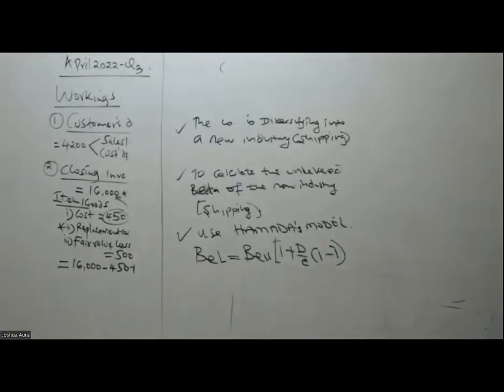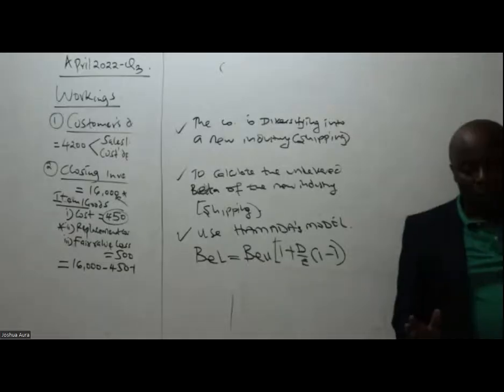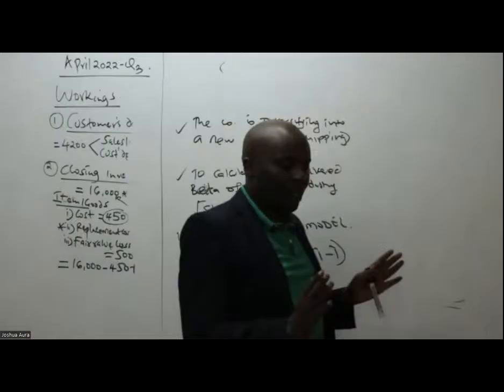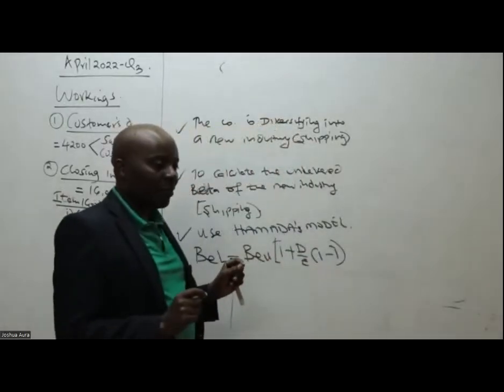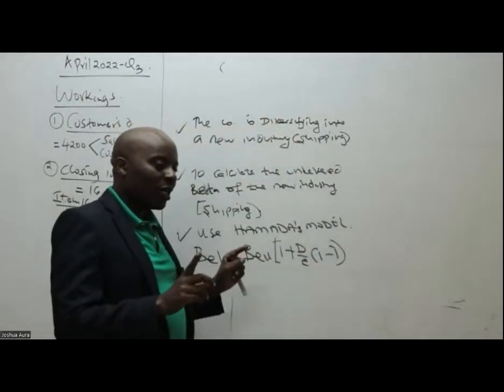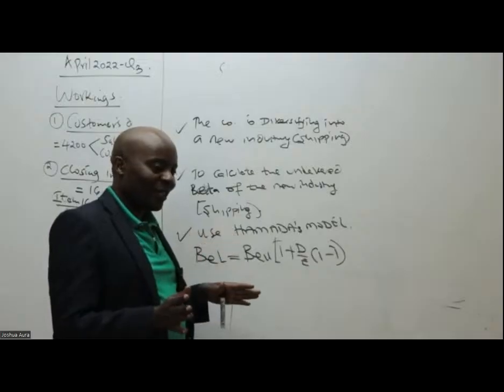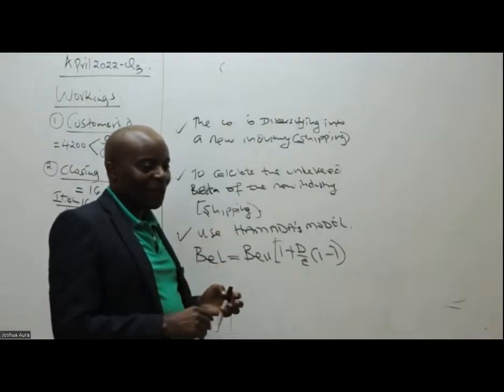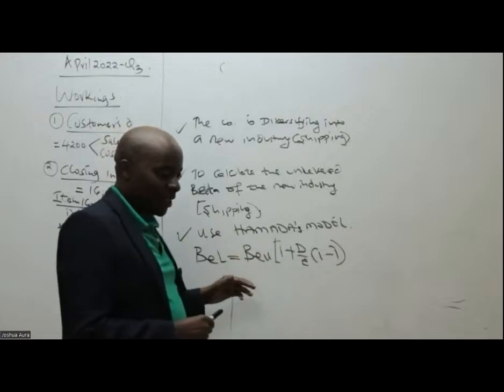When you are diversifying into a new industry, that should be the first thing you need to do. You have to come and give us the beta equity of the unlevered firm of the new industry. So first of all, up to here, have you been able to write up to here?